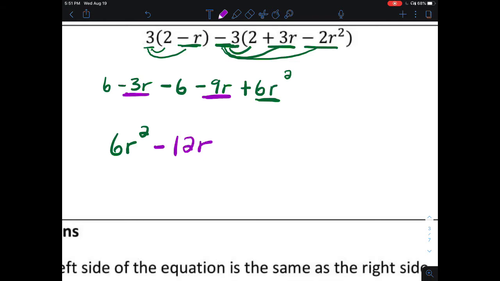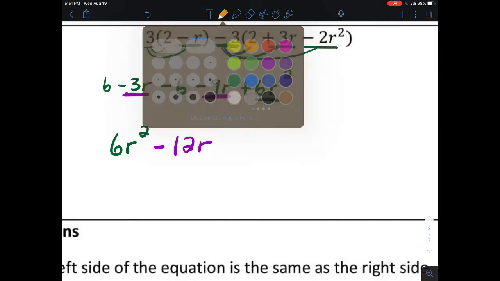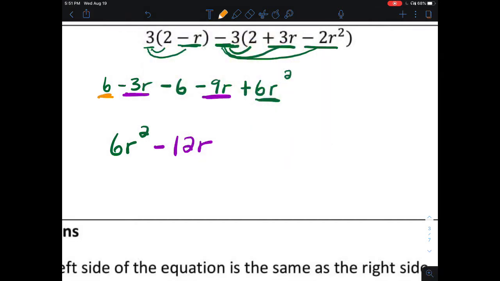And the last thing left is the constants, which don't have r's. I have positive 6 and I have negative 6. And I put them together. That gives me 0. So no need to write plus 0.